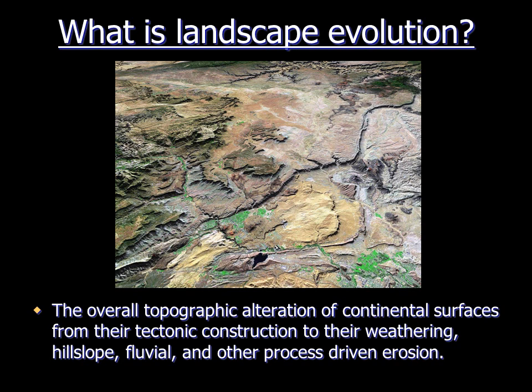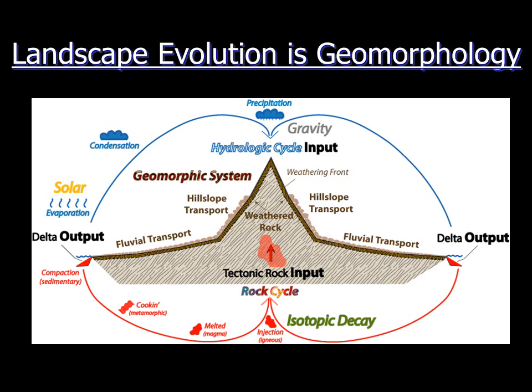The definition of landscape evolution is the overall topographic alteration of continental surfaces, from their tectonic construction to their weathering, hill slope, fluvial, and other process-driven erosion. So landscape evolution is geomorphology. I mean, that's the crux of it. I hope I've done a good job explaining the different components.